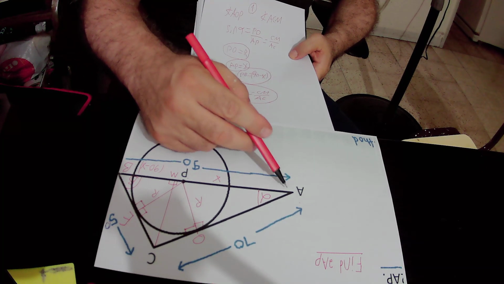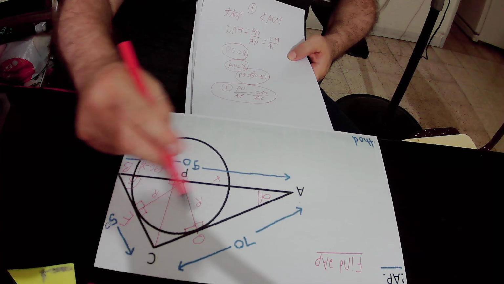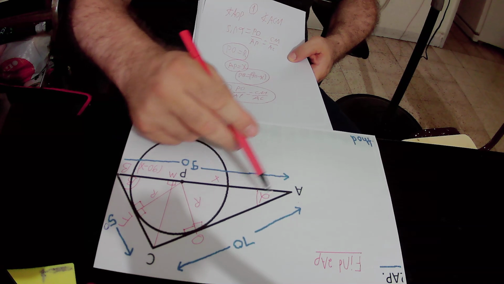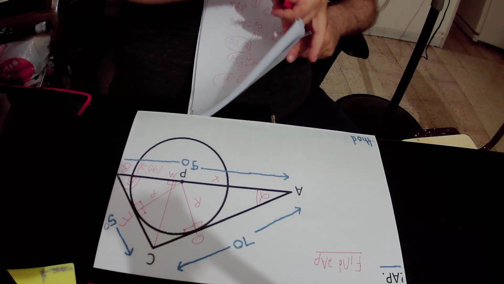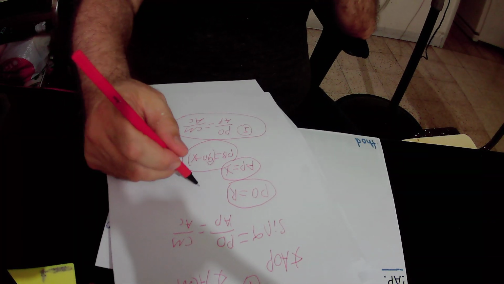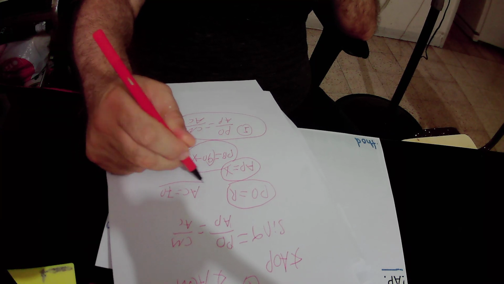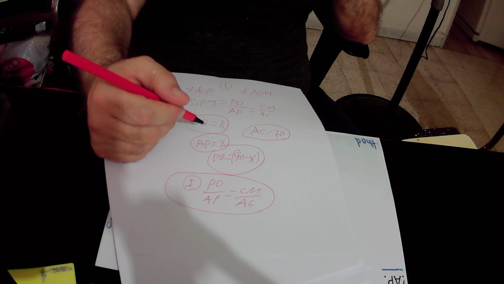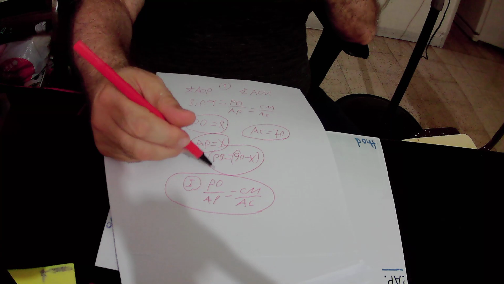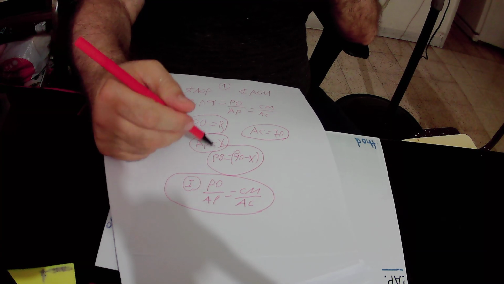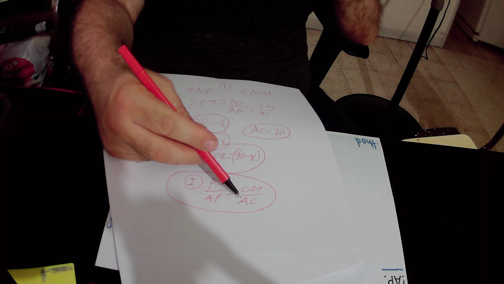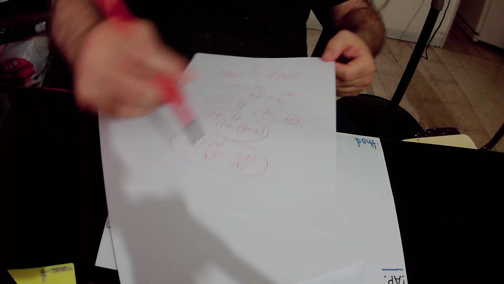And as you can see here, AC is given to us. AC equals 70 units according to what is given in the question. So I write it down: AC equals 70 units. In this equation, I repeat again that PO equals R, so we can substitute PO by R. AP equals X, so we can substitute AP by X, and AC equals 70, so we can substitute AC by 70.